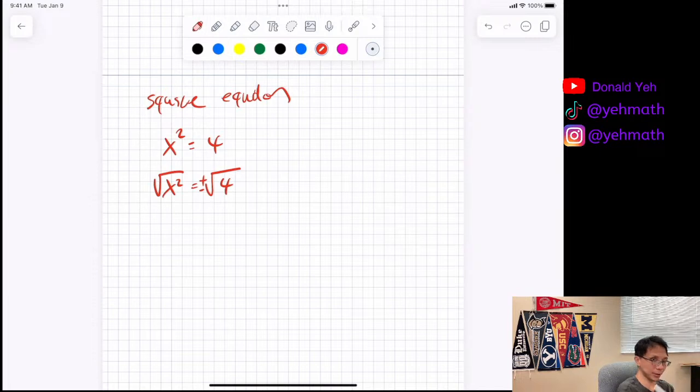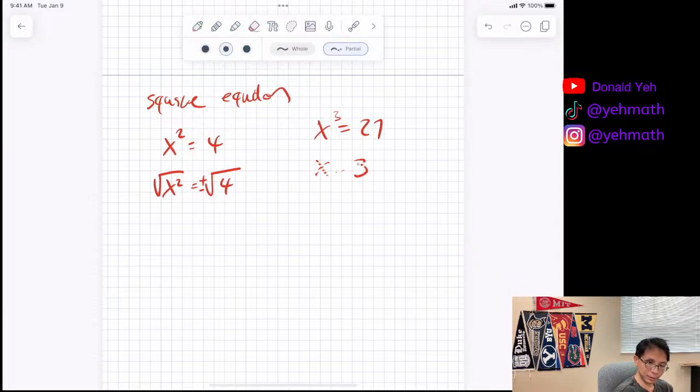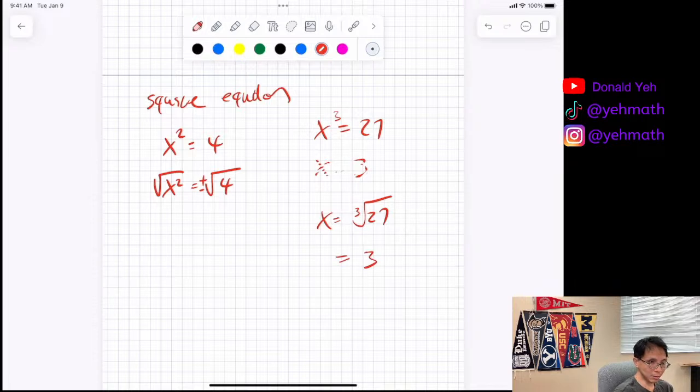Odd root is okay. So let's just say x cubed is equal to 27. x is only equal to 3. Sorry, let me not skip steps. x equals the cube root of 27. That's the only 3. This one's going to give you plus minus always. So the answer is plus minus 2. Do not tell me plus 2.